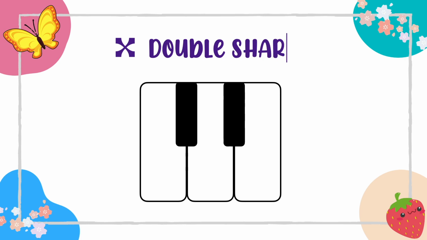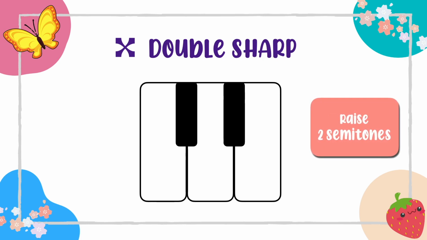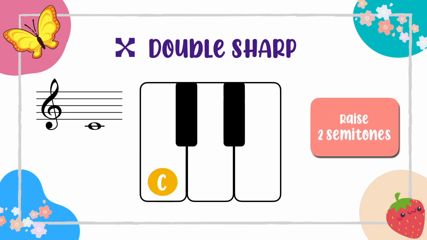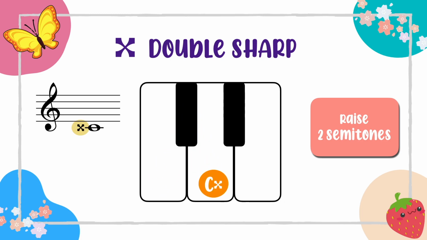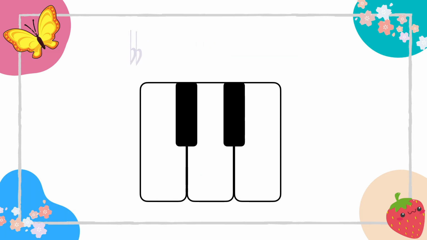A double sharp raises a note by 2 semitones. Take the C note as an example. We raise it by 2 semitones. 1, 2. C, C sharp, C double sharp. And this is how it is written on the music stave.